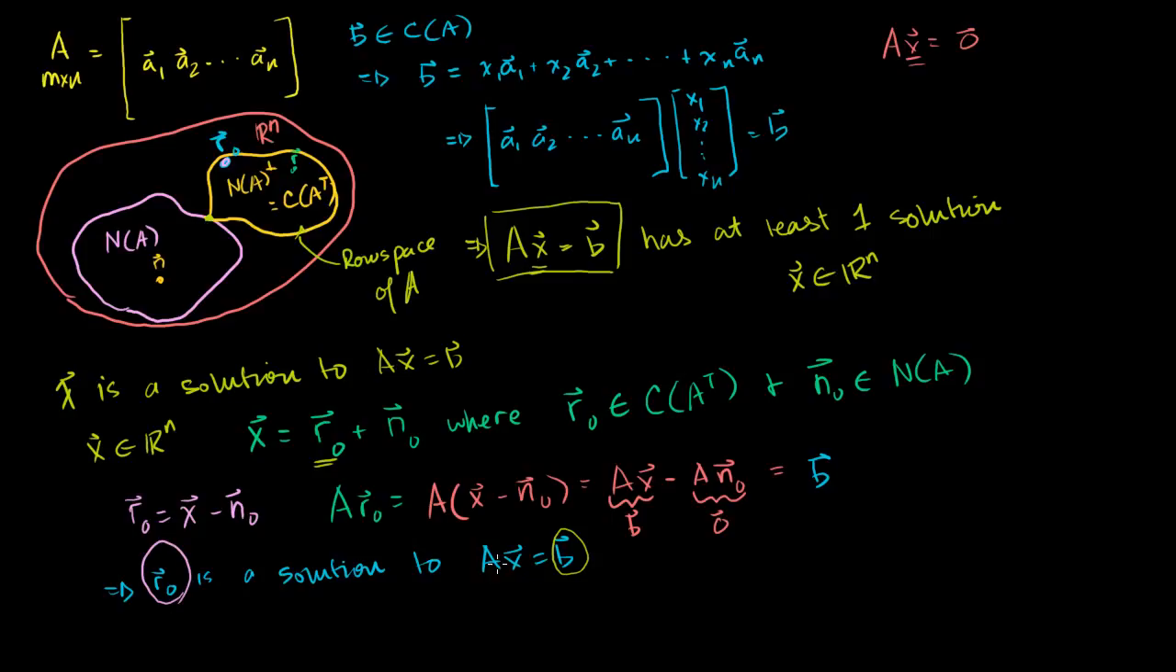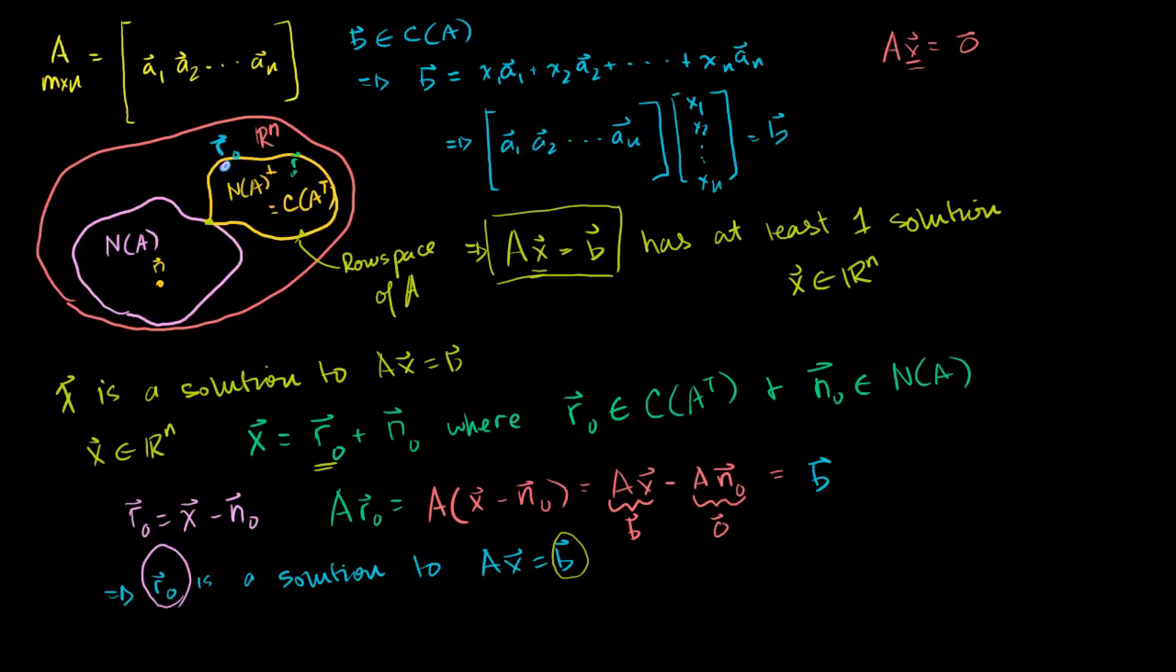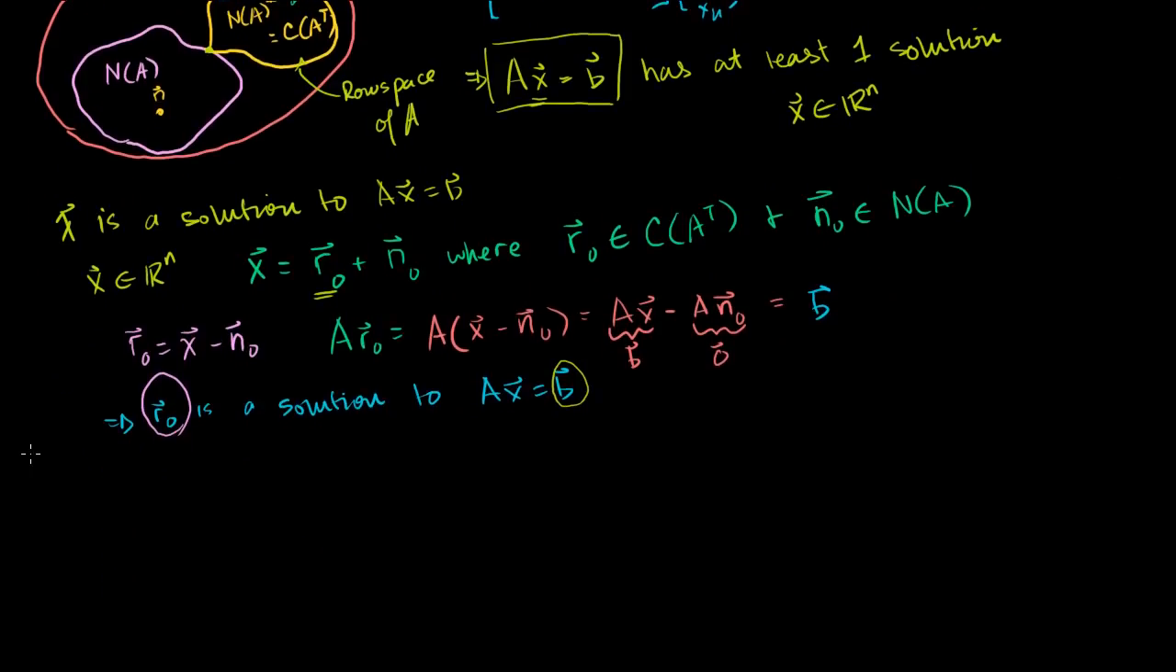Now, the next question you might wonder is, is this the only guy in our row space that is a solution to Ax is equal to b? To prove that, let's assume that there's another one. Let's say that r1 is a member of our row space and a solution to Ax is equal to b. Now, the row space is a valid subspace. So if I take the sum or the difference of any two vectors in the row space, I'll get another member of the row space. That's one of the requirements for being a valid subspace.